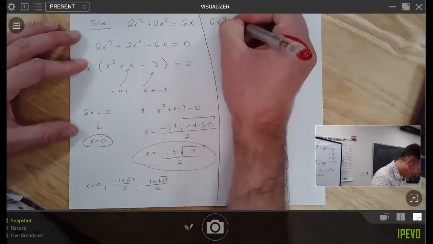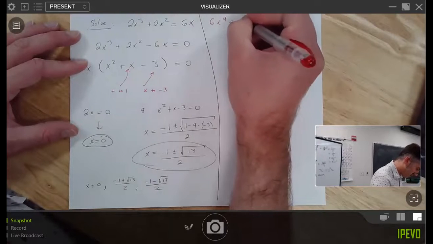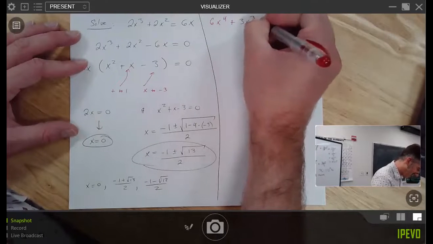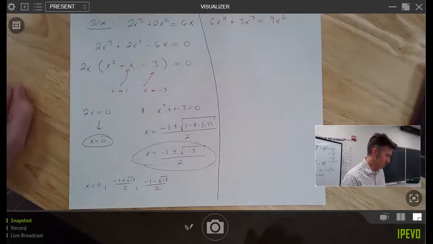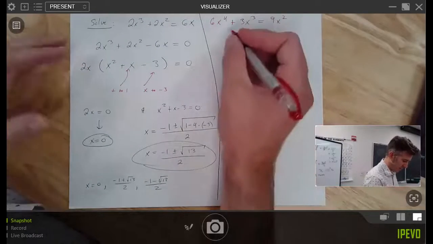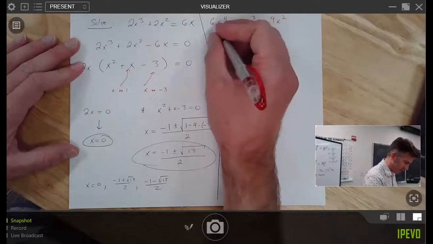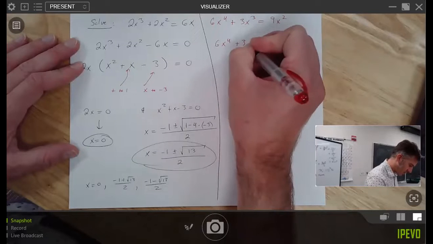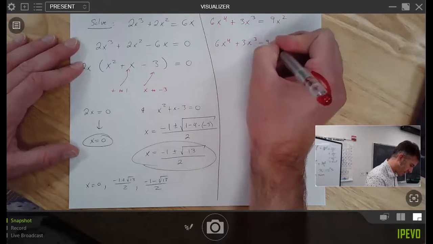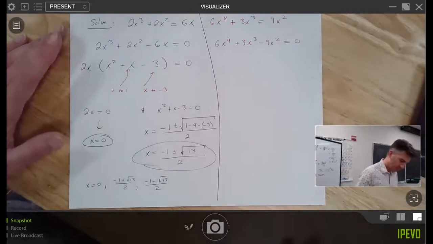6x to the 4th plus 3x cubed equal to 9x squared. Yeah. So again, I'm going to bring everything to the side where the highest power has a positive coefficient. I'm going to get 6x to the fourth plus 3x cubed minus 9x squared equal to 0.